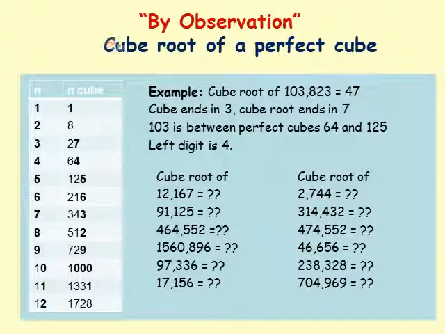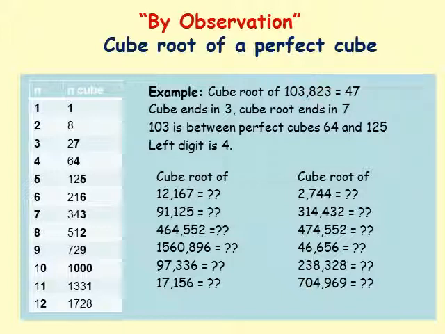Alright, we're going to do a cube root of a perfect cube. The sutra we are going to use is by observation. We are going to observe this table on the left. This is my reference table. It has two columns, one on the left, one on the right. The left column has numbers 1, 2, 3, 4, 5 until 12, and the right column has their cubes. Cube of 1 is 1, cube of 2 is 8, cube of 3 is 27, and the rest of them just like that. The example I'm going to take is the cube root of 103,823.